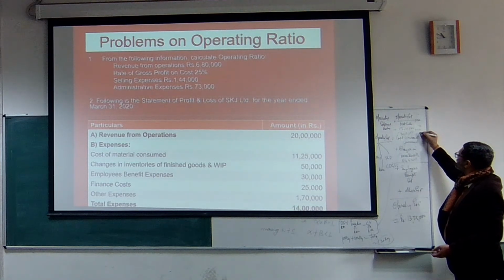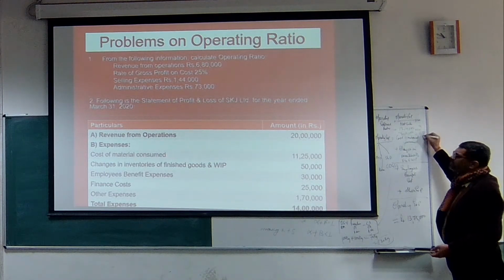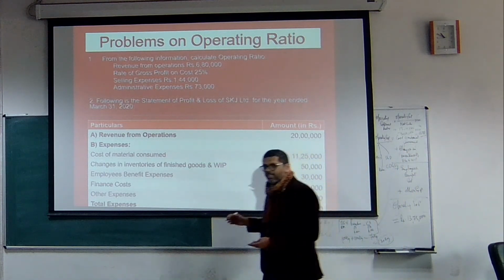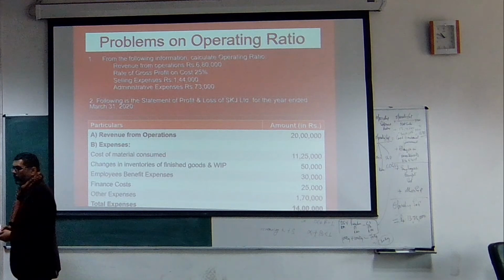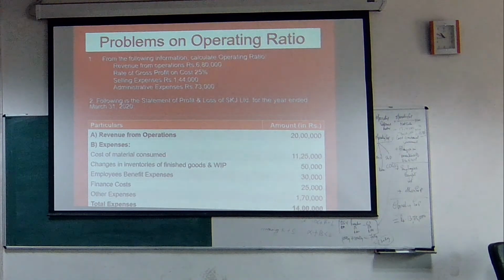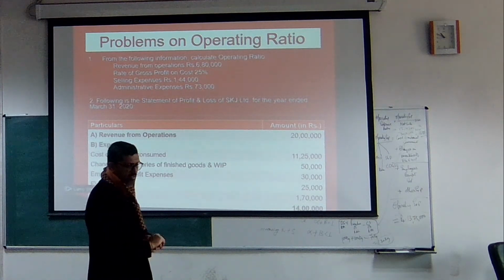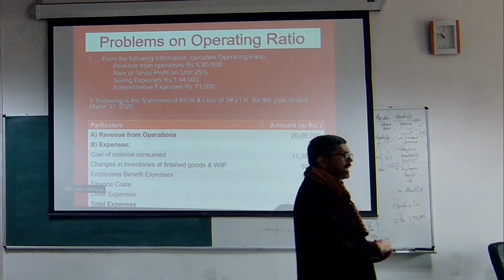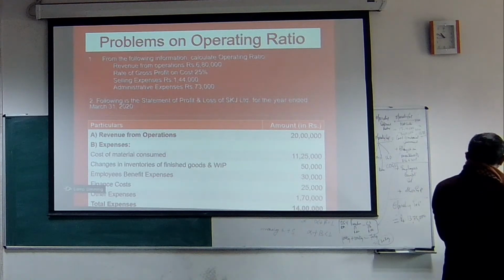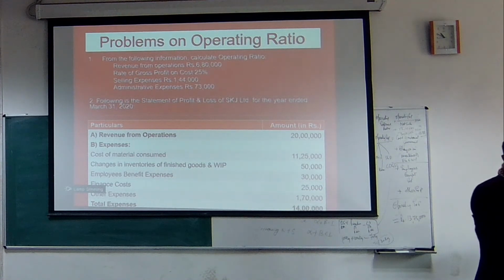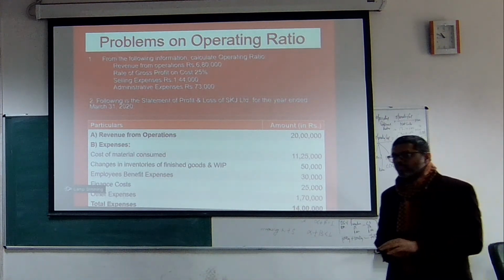How much is it? 67.5%, or 68%, whatever it is. 68% is there. This is your operating expense ratio. Is it clear, class? Understood?